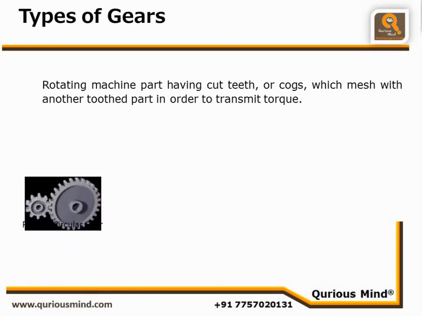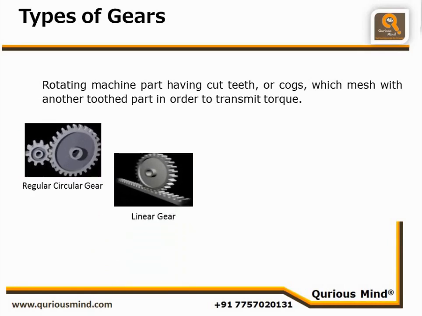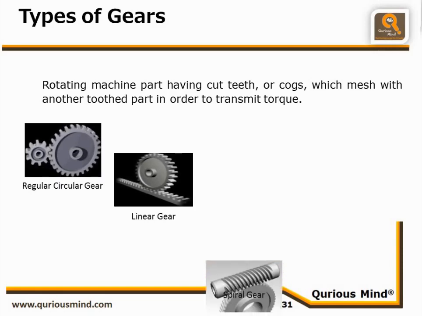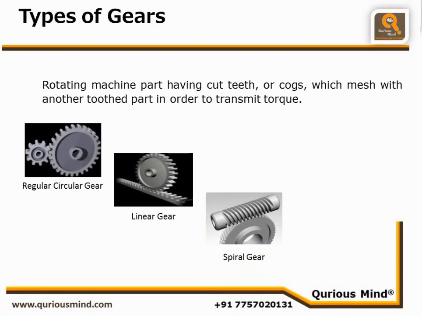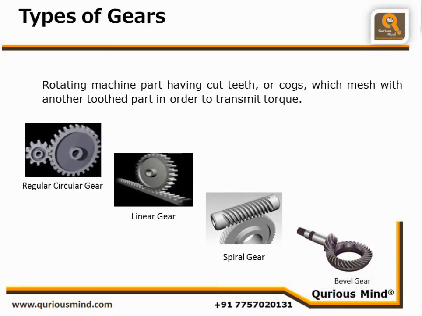Let's see some examples. Regular gear. This is a circular gear which can mesh with all other types of gears except for the bevel gear. Linear gear. As the name suggests, this is linear in shape and can be meshed with all other types of gears except another linear gear or the bevel gear. Spiral gear. Also known as worm gear, it is just like a screw. Bevel gear. This can be meshed with another bevel gear only and transmits motion from one plane to another, usually at 90 degrees.